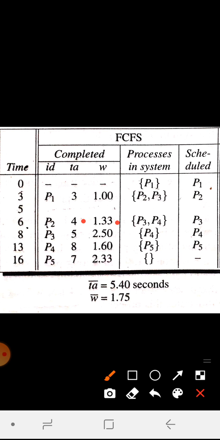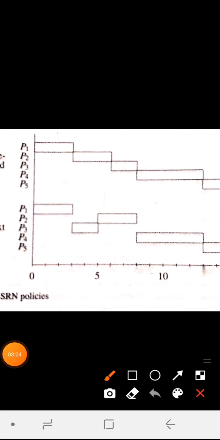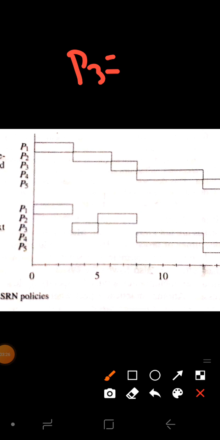After P2, we will go with process P3. Process P3 arrived at 3 and it takes two time units to complete. Even though it is arriving at 3, we are not starting its execution at 3. We will wait until P2 gets completed. P2 is getting completed at 6. From here, it will take 2 time units to complete its processing.